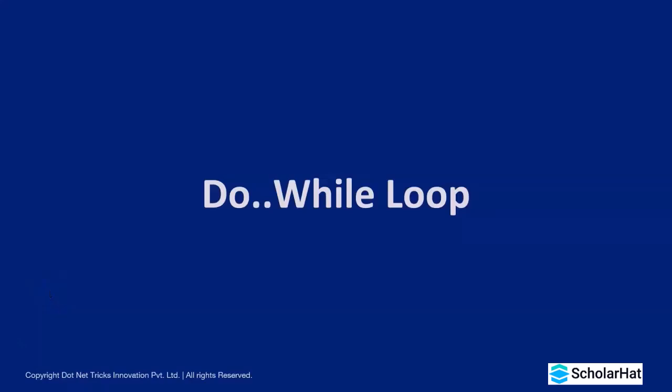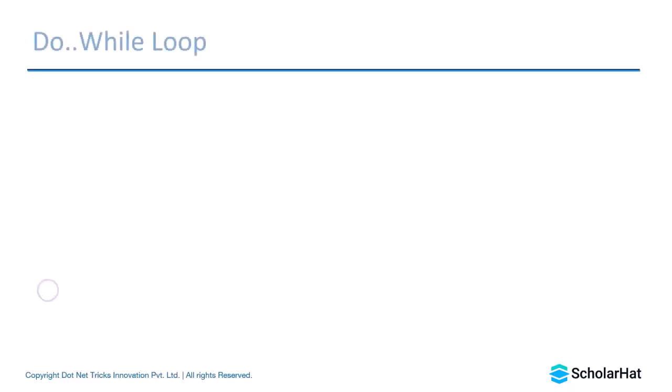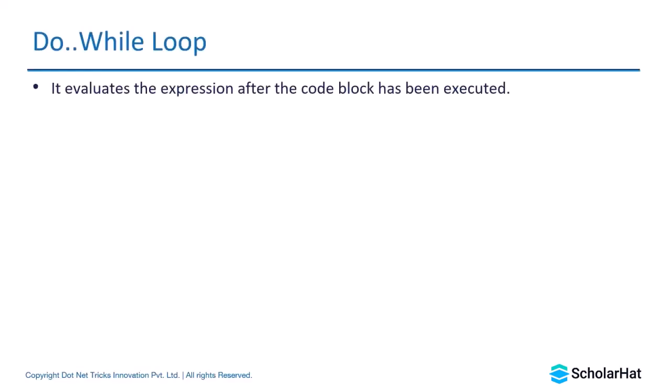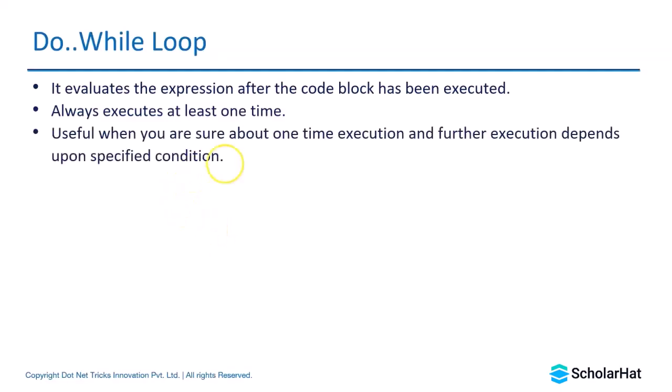Today in this session I am going to talk about the do-while loop. Basically, a do-while loop is a loop which will execute at least once irrespective of the test condition. Whether the condition is true or not, the loop body has to execute at least once, and at the most as many times as the condition evaluates to true. That's what the user wants to understand. It is useful when you are sure about one-time execution and further execution depends upon the specified condition.